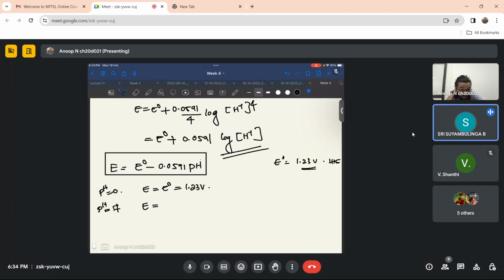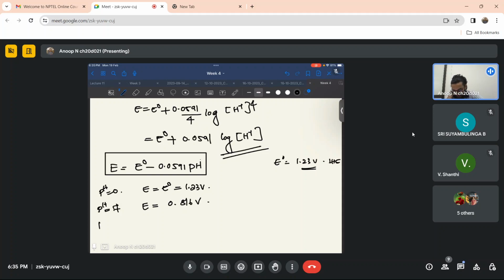What will be the value coming? No, you took it reverse actually. You substituted that 7 value in the log. Yeah, the answer will be 0.816 volt.